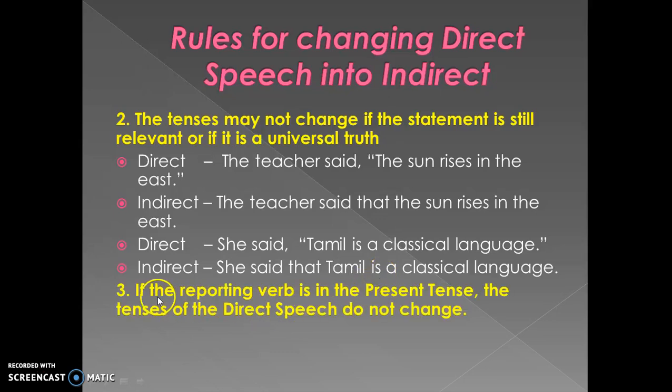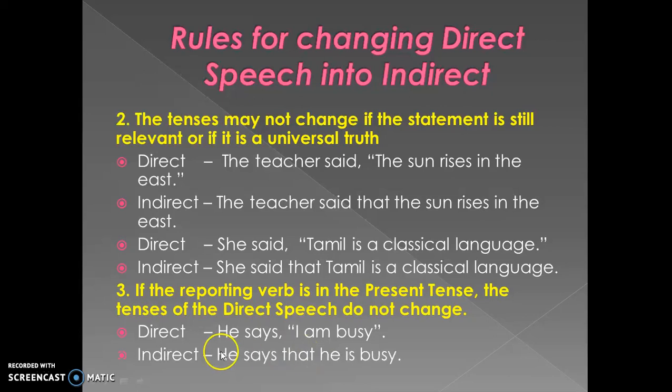The third rule states if the reporting verb is in the present tense, the tenses of the direct speech do not change. This is the reporting verb. This is in the present tense. Therefore, the verbs in the direct speech will be written as such in the indirect also. He says that he is busy. This is written in the present tense.